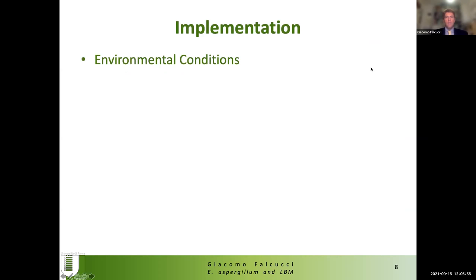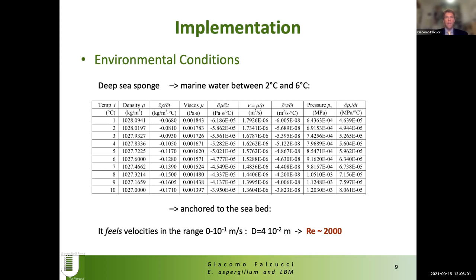So first of all, we started by collecting the environmental conditions in which this organism lives, and we had to collect the data from the very deep sea ocean. In the Pacific Ocean, many works report the values of water density and viscosity at the depths that we are considering, between 100 and 1,000 meters.